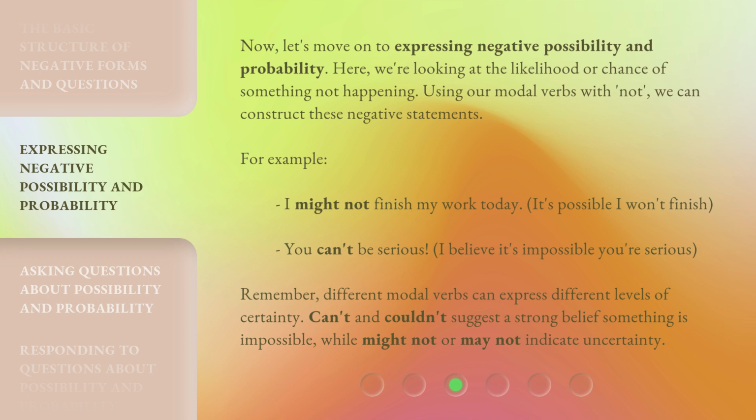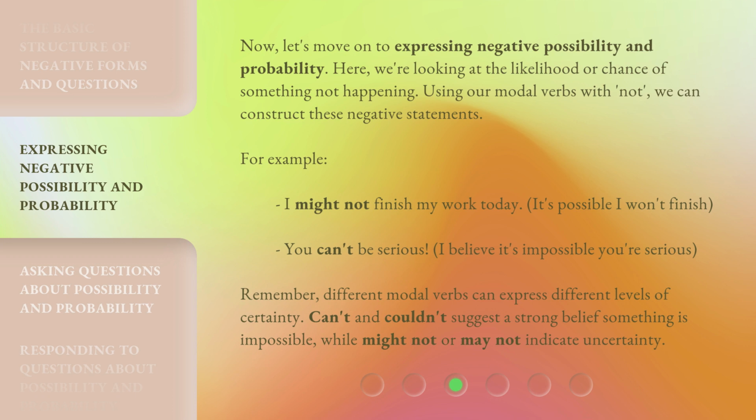Now, let's move on to expressing negative possibility and probability. Here, we're looking at the likelihood or chance of something not happening. Using our modal verbs with not, we can construct these negative statements. For example, I might not finish my work today. It's possible I won't finish. You can't be serious. I believe it's impossible you're serious.